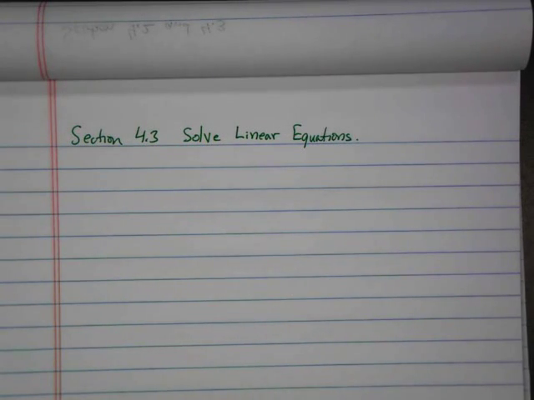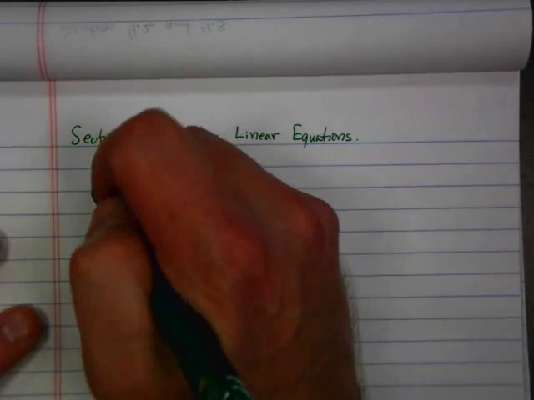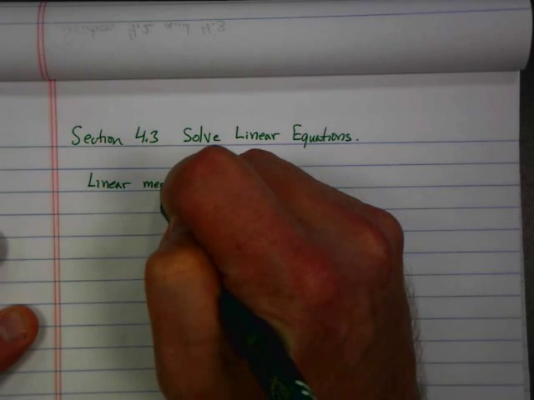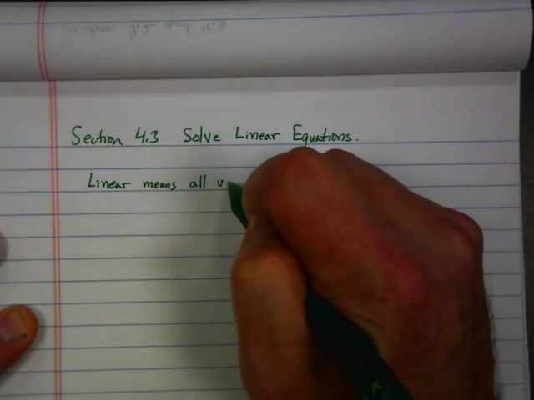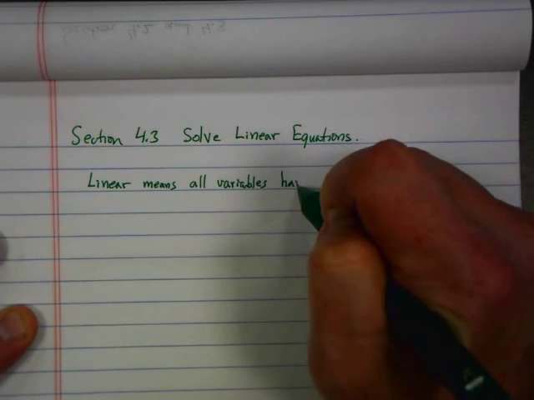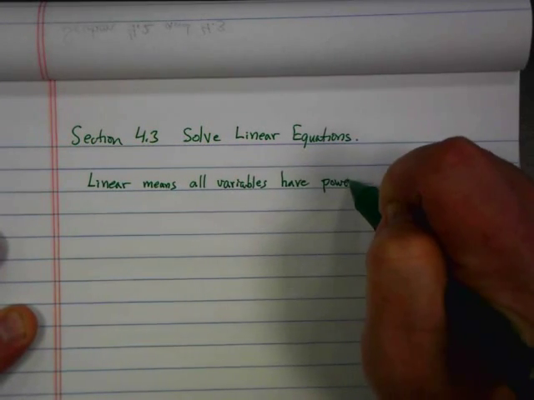Now, the word linear, to a math person, what does linear mean? Line. When you graph, you get a line. Okay, but when we deal with linear equations, when you graph, you get a line, usually that has an x and a y. We're going to be dealing with equations that only have x's in them. So to a math person, what linear means is all variables have power 1.